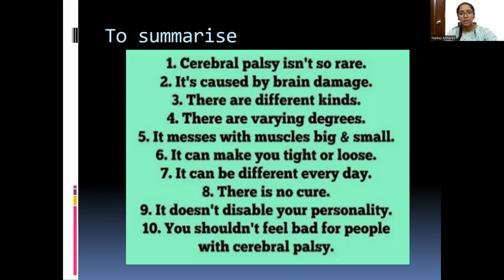So to summarize, cerebral palsy is not so rare. It is caused by brain damage. There are different kinds and varying degrees. It affects muscles, big and small. It can make you tight or loose. It can be different every day. There's no cure. The parents should be counseled properly. You should not feel bad about these children.